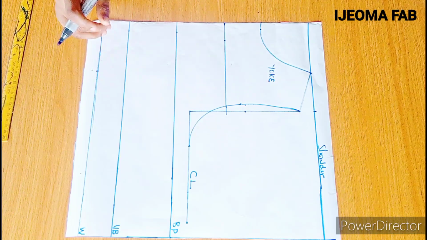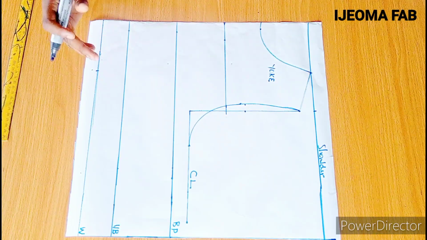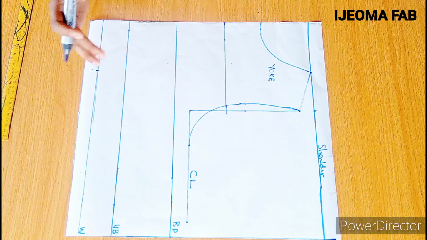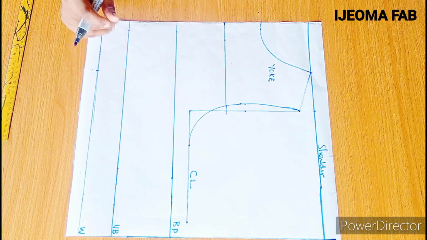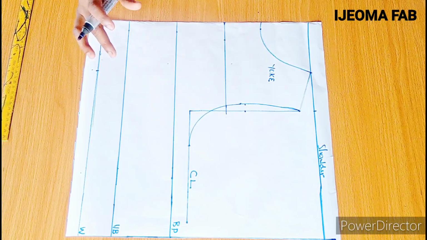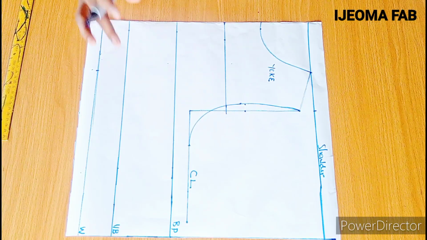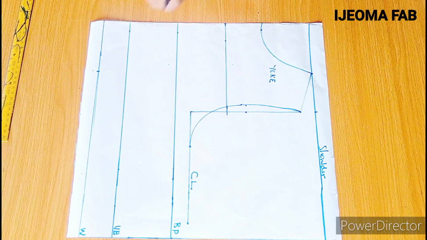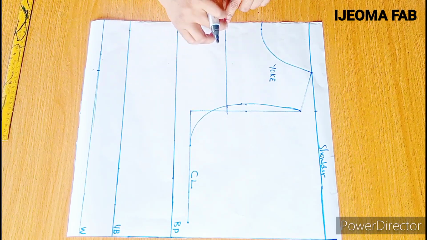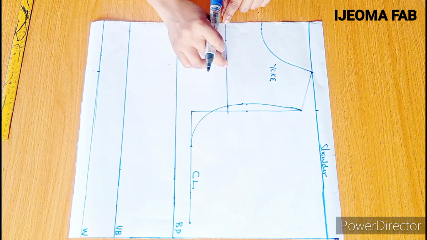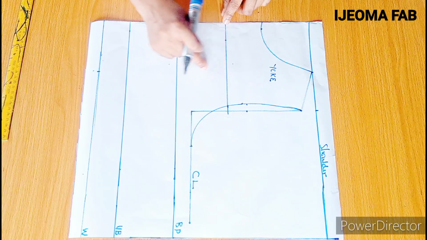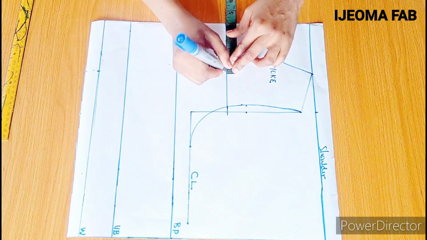So the next thing now to do is to impute the depth, and I'll be making use of half of the bust span measurement, or you can also call it nipple to nipple measurement. So half of the bust span measurement I'm working with is 3.5 inches, and I'm going to add 1/2 inch seam allowance, so that will be 4 inches. So I'm going to mark the 4 inches, which will be my dart leg. From here, where this yoke stops, the length of the yoke from here all the way down.